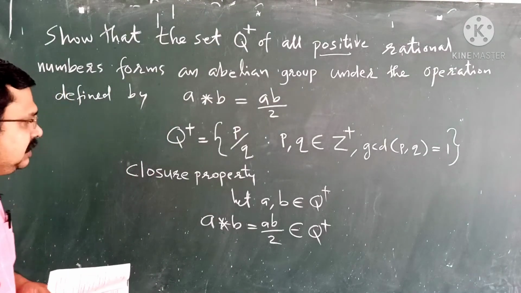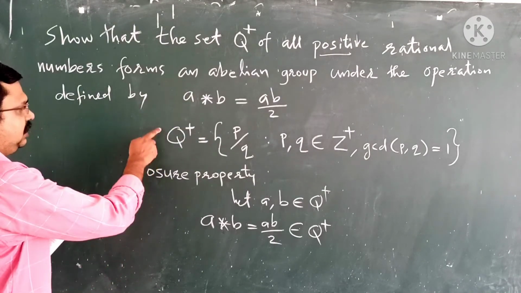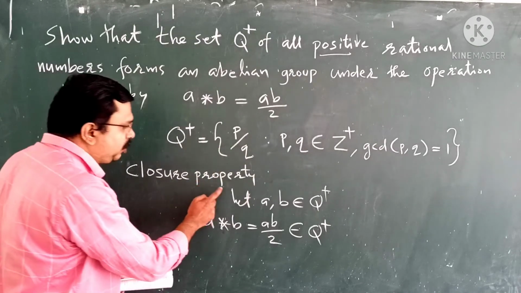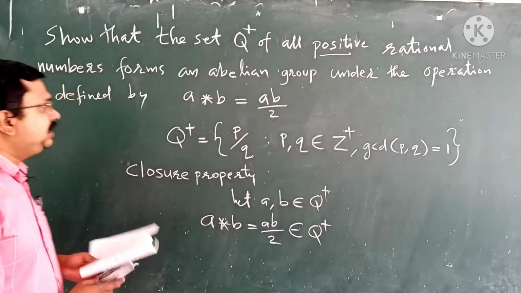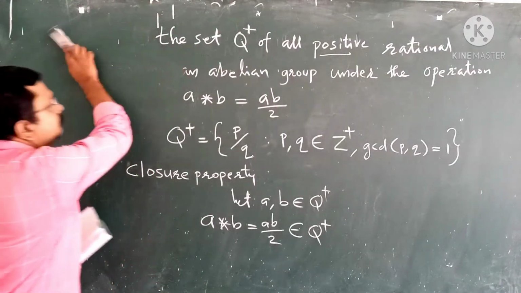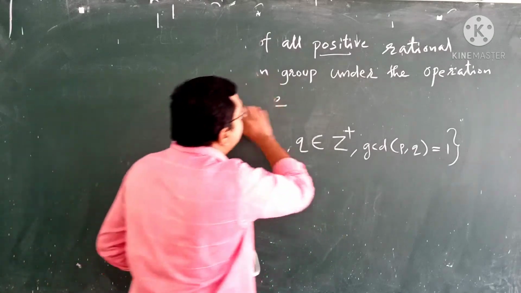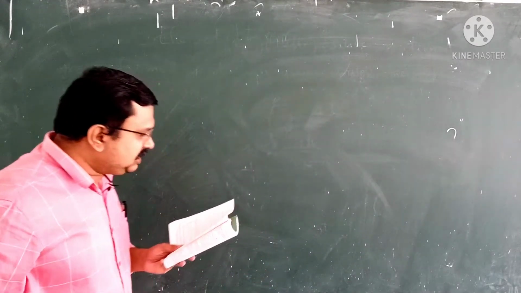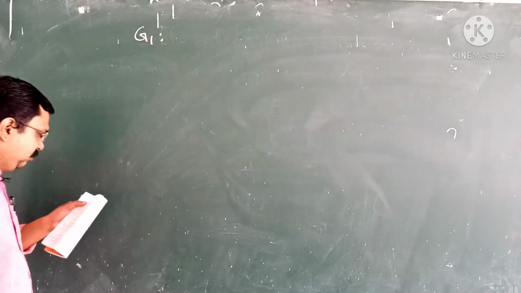Now we can do it. Please write this question, and the solution starts from here. Q plus equal to this. First we prove the closure property. Now we can prove the three axioms. Listen. Our first axiom is G1. How to prove G1?